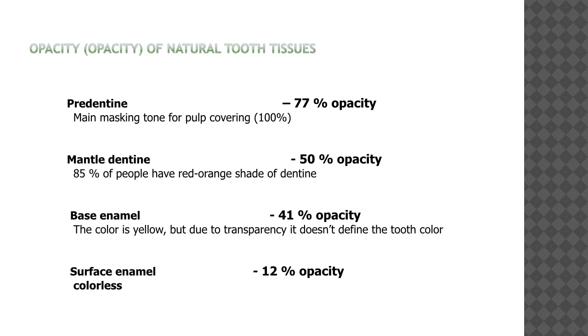Different tooth tissues have different opacity. The predentin has 77% opacity and the main masking tone for pulp covering. The mantle dentin has 50% opacity and 85% of people have a red-orange shade of dentin. The base enamel has 41% opacity. Its color is usually yellow, but due to transparency, it doesn't define the tooth color. And surface enamel is colorless and has 12% opacity, which means that it's almost transparent.